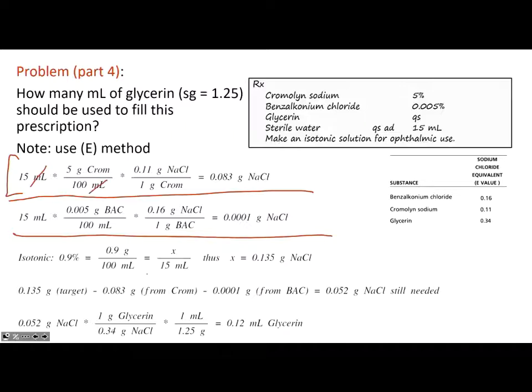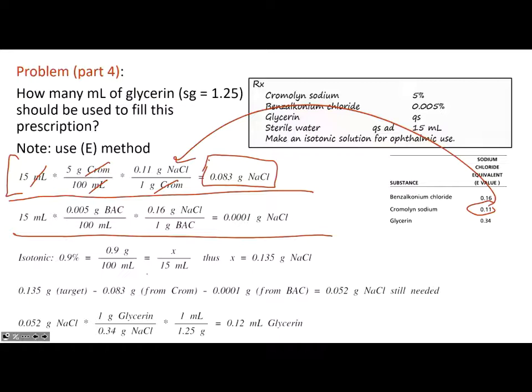Okay? I'm now combining a step. Because can we not relatively quickly convert from grams of chromalin to grams of sodium chloride using the E value? Right? What did we say the E value of 0.11 would mean? 0.11 grams of sodium chloride per gram of drug. So now my chromalin cancels, and I'm in grams of sodium chloride. So if you just multiply that straight across, you would get the amount of sodium chloride equivalent produced by the required amount of chromalin sodium to be 0.083 grams. Is everyone okay with that?